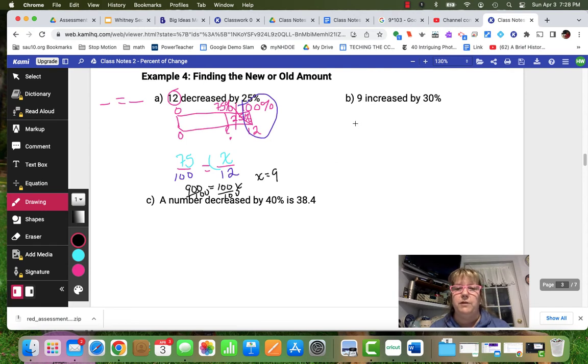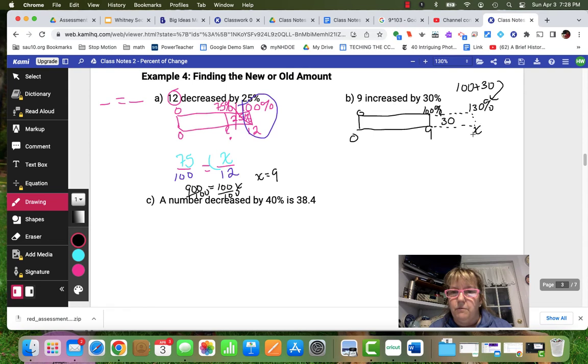Well, what if you have an increase? The same thing. Start by thinking about 0 and 100%. And 100% is 9 that we're increasing. Well, if we're increasing, it's more than 100%. So if we're increasing it by 30, we add 100 to 30 to get 130%. And the unknown is this one right there.